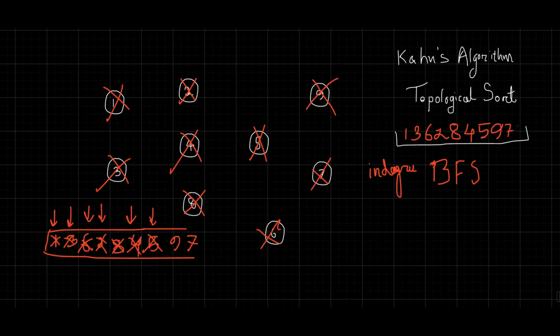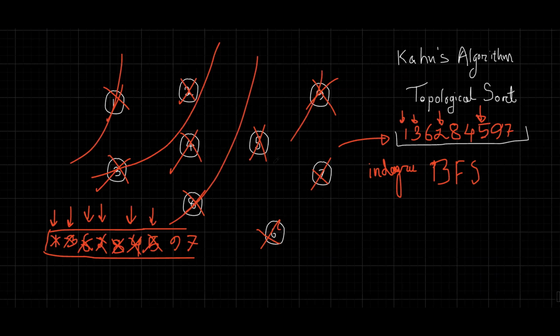Now here we can see that this is one of the valid sequences. That means to finish the course 5, we have to finish the course 1. To finish the course 2, we have to finish the course 3. So this is how basically the level by level BFS or the topological sort works here.